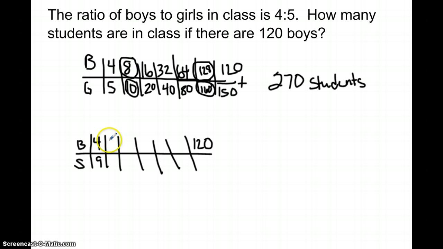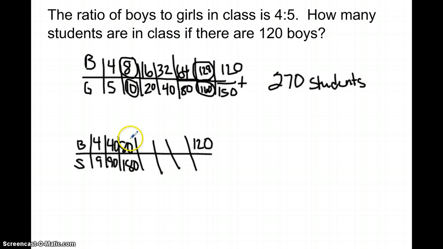So I'm going to go ahead and do my times 10, and I'm going to get 40, and I'm going to get 90. Okay? And so maybe I don't understand that 40 times 3 makes 120, 90 times 3 makes 270. I'm going to go ahead and double it. So I get 80, and I get 180.